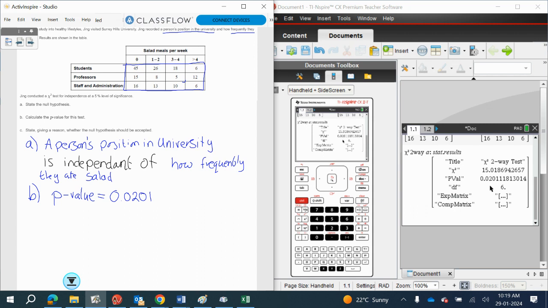State, giving a reason, whether the null hypothesis should be accepted. Now, when you're doing the conclusion to a hypothesis test, it must always start with an inequality. You must compare the p-value to the significance level, or you compare the chi-squared count to the critical value. So 0.0201 is less than.